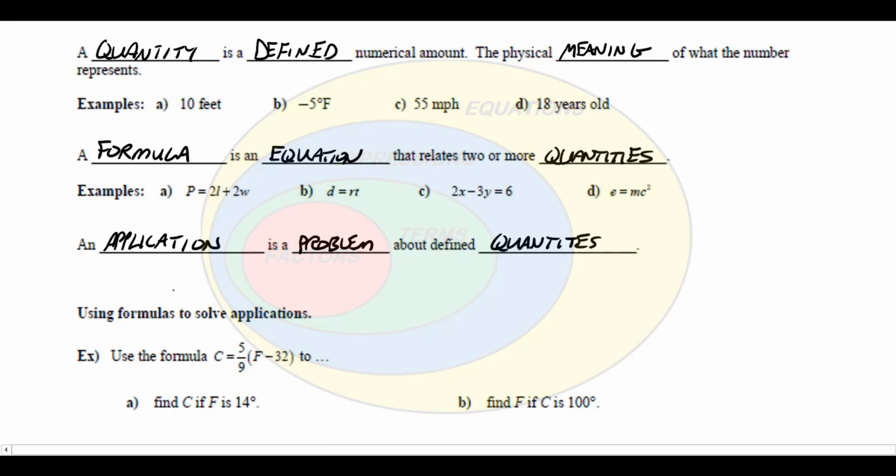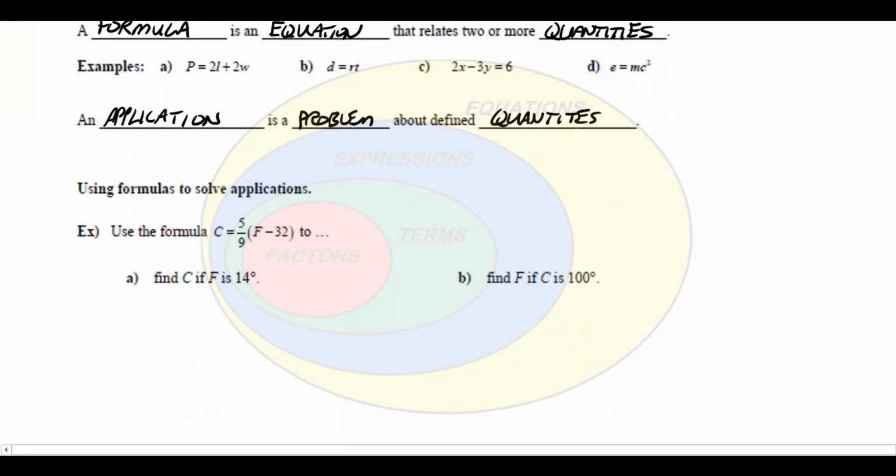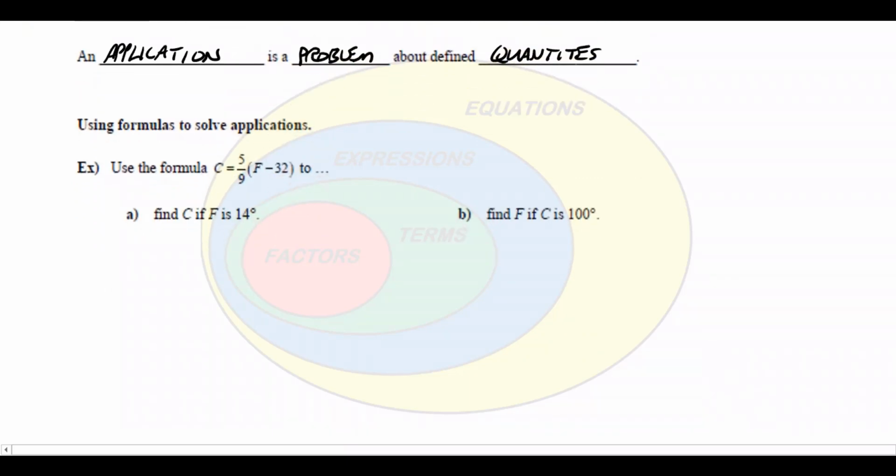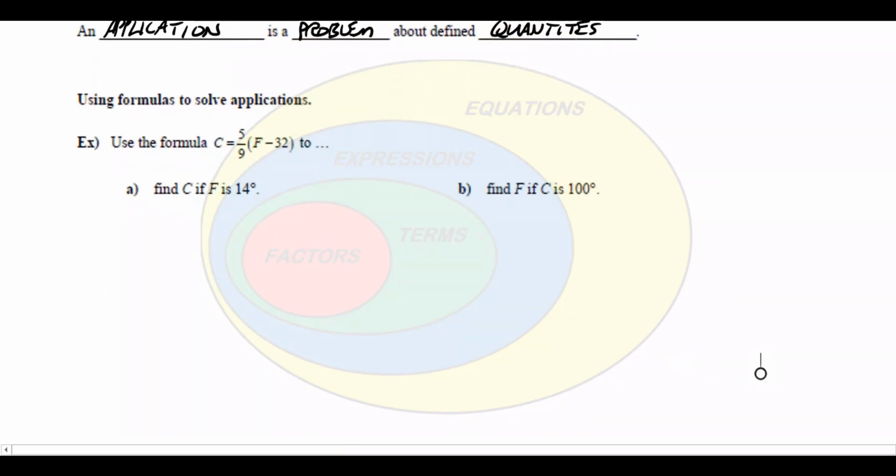So when we talk about applications, an application is a problem about defined quantities. So anytime we're dealing with an application, it's just a formula where we know what the variables represent. The variables are representing defined quantities. So like this first one, how do we use formulas and algebra together? A lot of these formulas have been verified and tested, and the relationship between the two quantities is given. It's been proven. But C equals 5/9 times the quantity F minus 32.